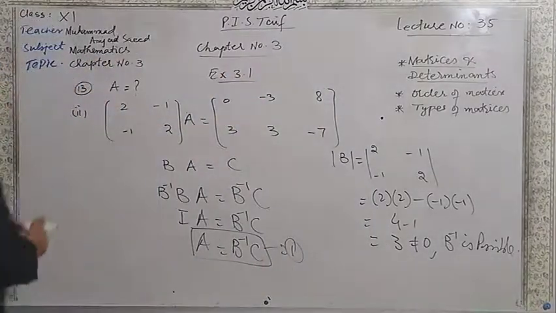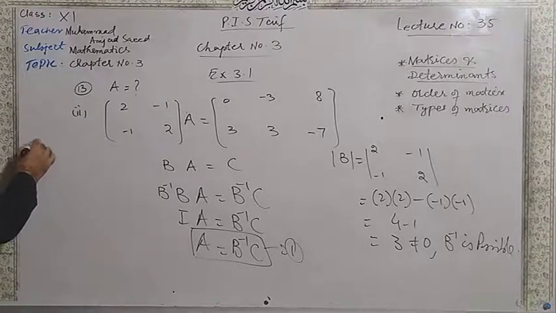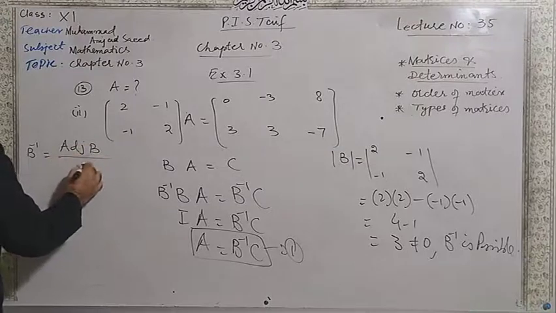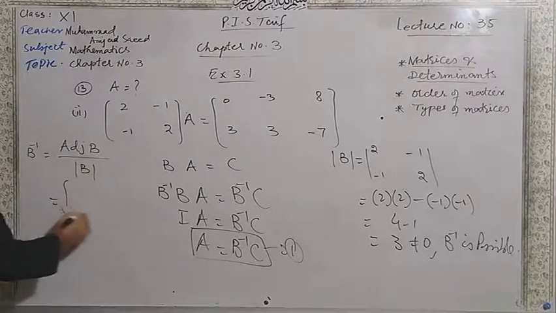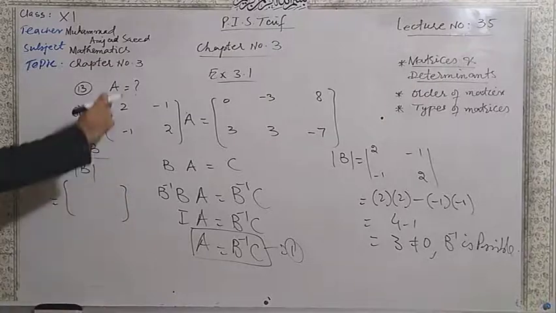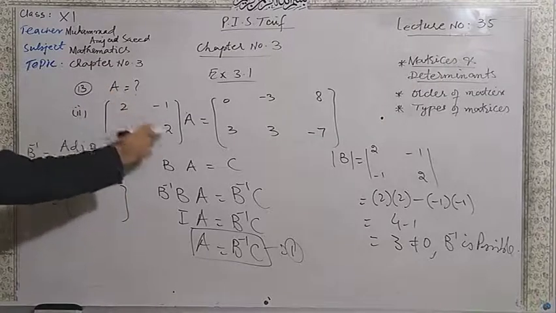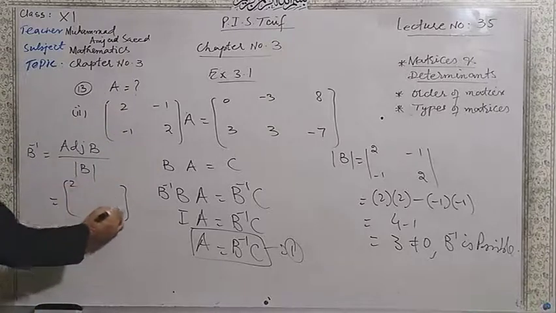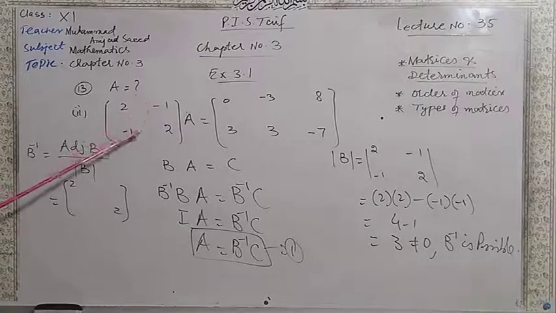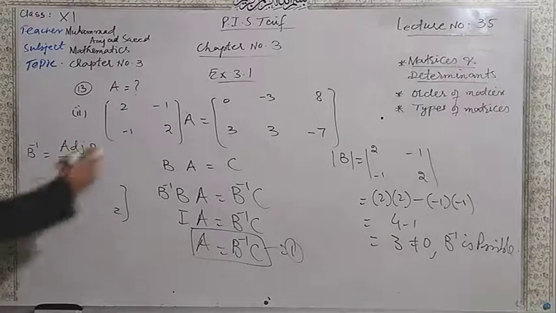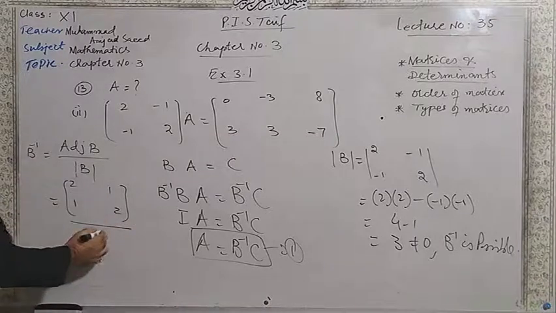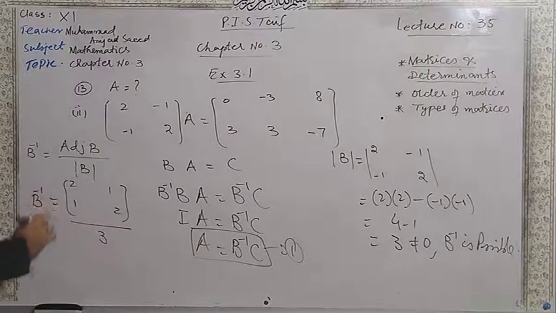Now we have to find B inverse. Actually this is adjoint B over B determinant. What is adjoint B? Interchanging the places of A and D and changing the signs of B and C, 1 and 1, and B determinant is 3. This is B inverse.